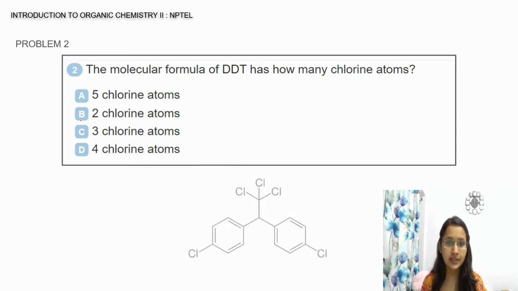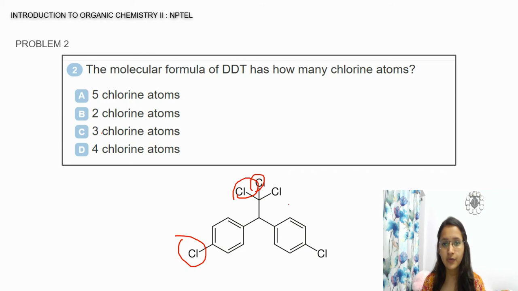So this is the chemical structure of DDT. We can count how many chlorines are there, right? In this, one, two, three, four, and five. These five chlorines are there. So we can directly go to option A and say that yes, five chlorine atoms are there in the DDT molecule.